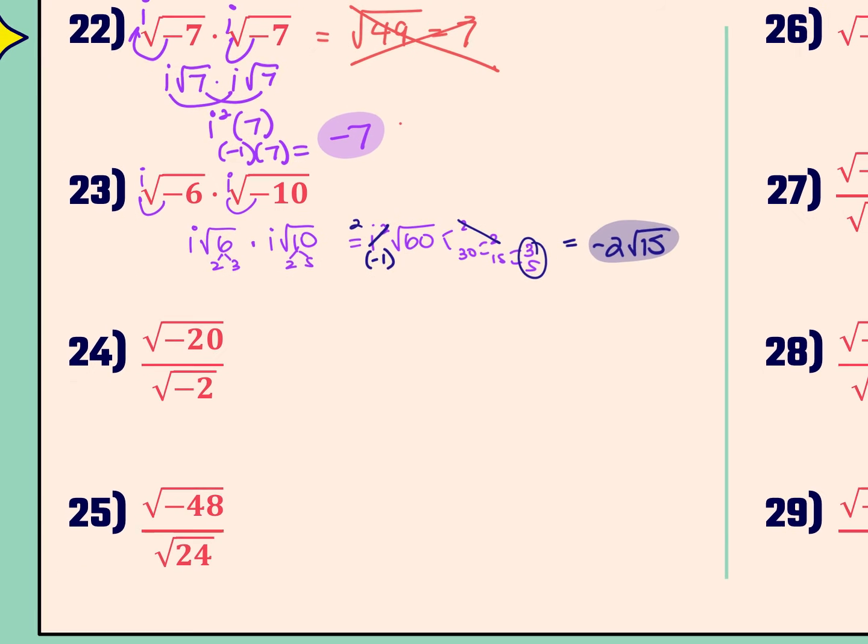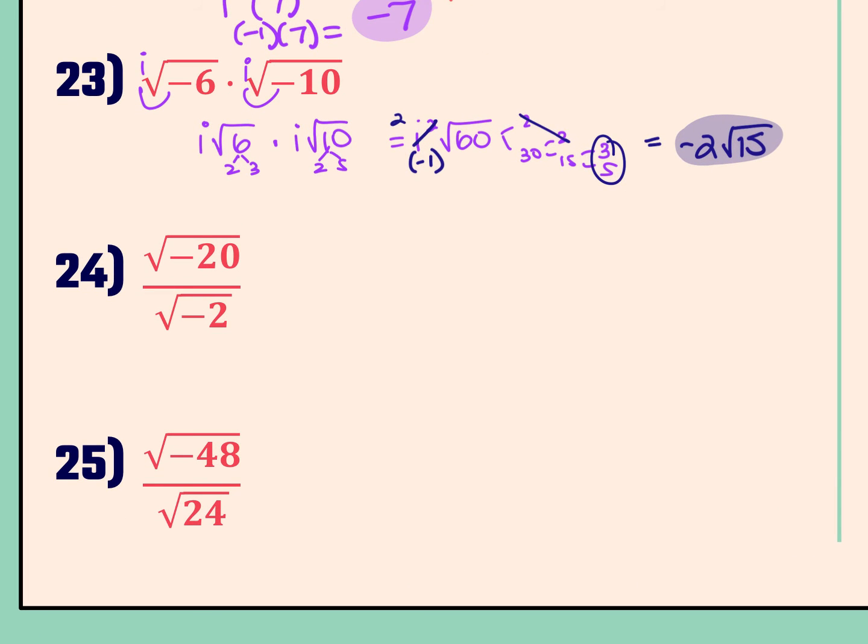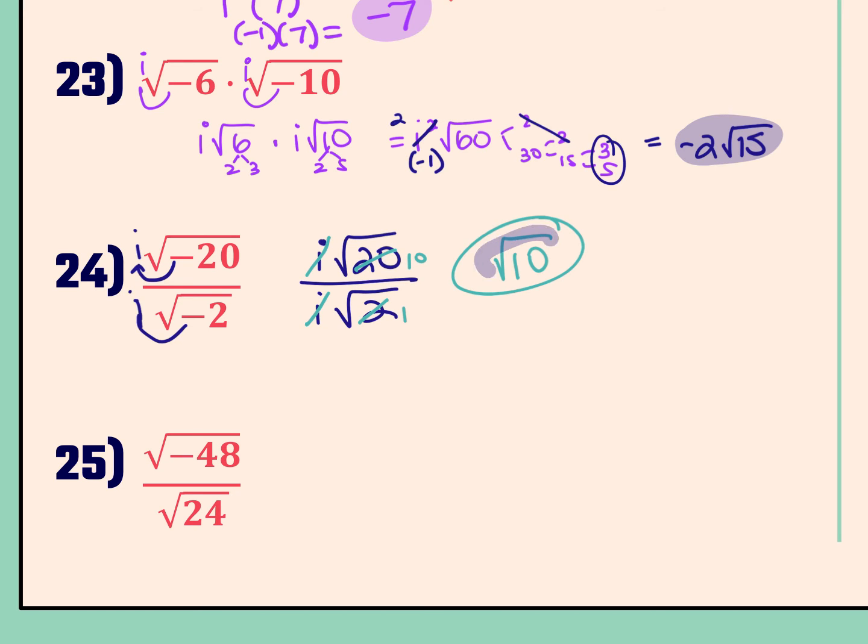Okay, looking at 24. So we can simplify the square root, but we want to take the i to the outside first. So this would be i square root 20 over i square root 2. And then both of these numbers are underneath the radical, so I can actually divide 2 into here and 2 into here. And the i's can cancel because it's in the top and the bottom. So I end up with square root 10 over i, which is gone, square root of positive 1, which would just be 1, and my answer is just square root 10.